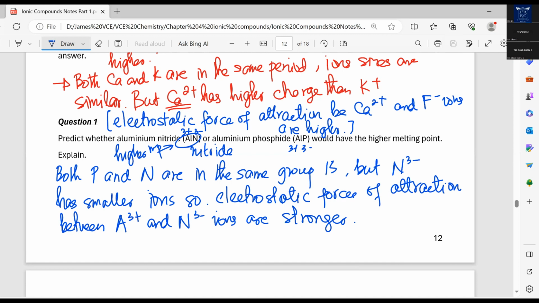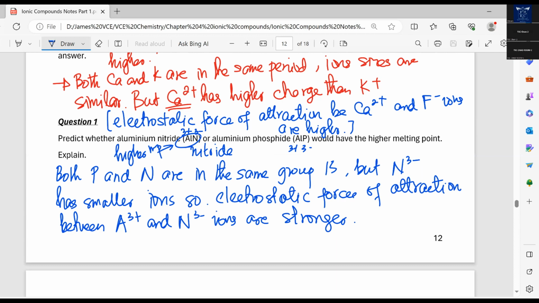So this one is comparing the melting point. Of course, it's also for the boiling point, but it will be more obvious for melting point because you start to break away from the solid structure to become a liquid structure. Okay.